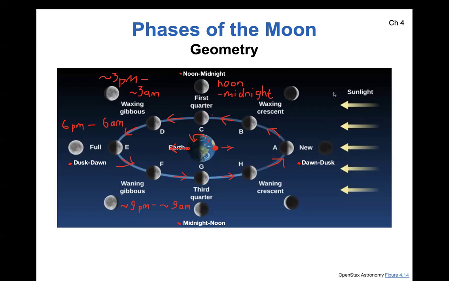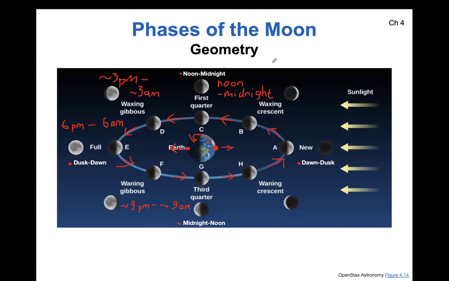Exactly, Alexander. It's about a 3-hour offset between the named phases. If you look at it, you've got 3, 6, 9, 12. So to go from new to full, that's 12 hours, and 24 hours to go all around. The way Alexander paraphrased and summarized it is a great way to think about it. Remember that rule: each phase has a 3-hour offset.